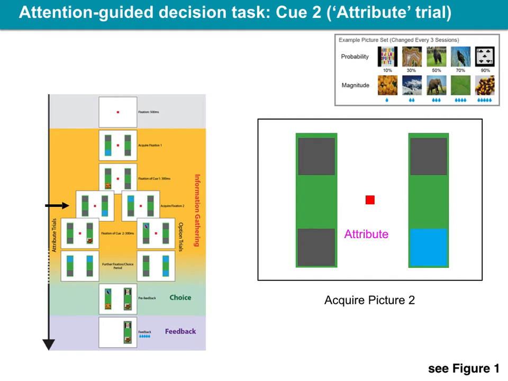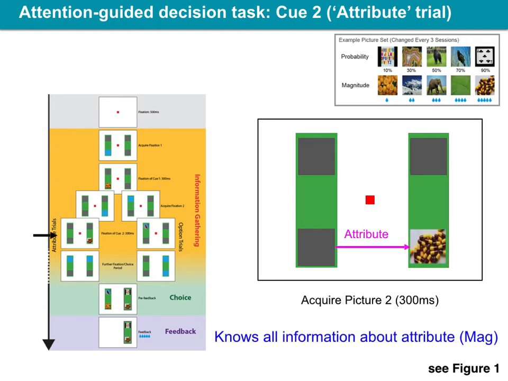Okay, so that's half of the trials, and then on the other half of the trials, the blue square is going to appear on the other side of the screen. And if this happens, the subject has now learnt all of the information about one attribute, in this case, reward magnitude, but he doesn't know anything about the other attribute, so we'll refer to these as attribute trials.